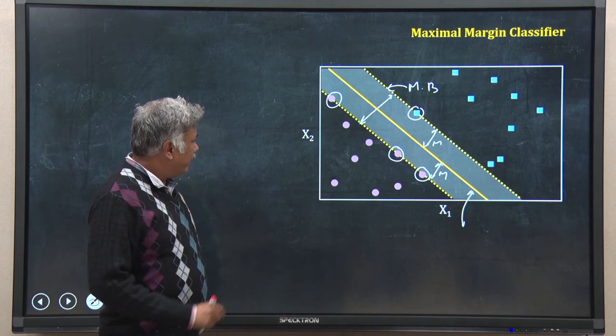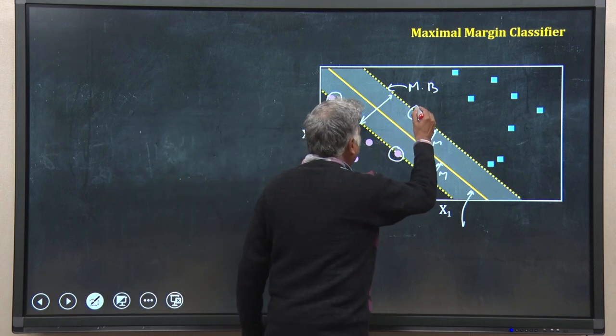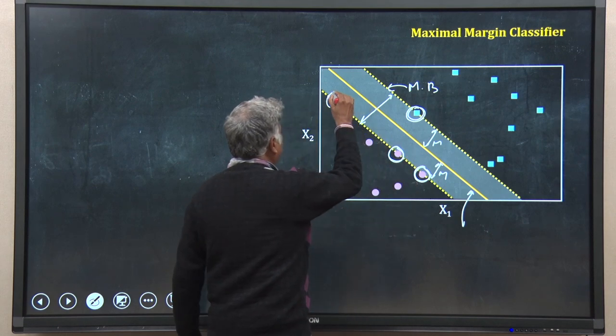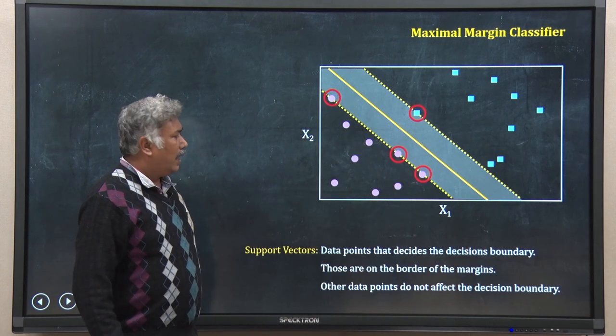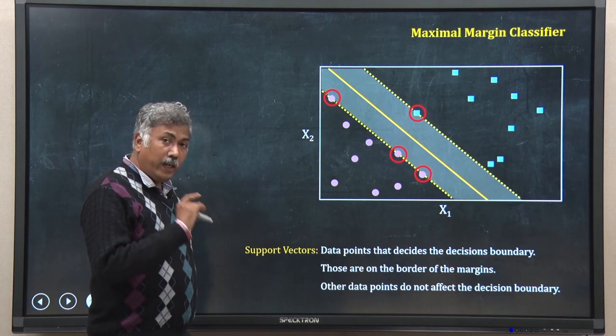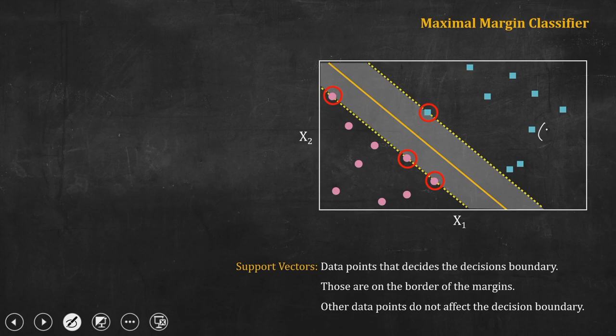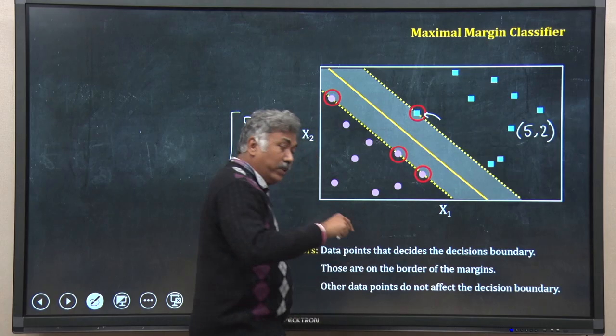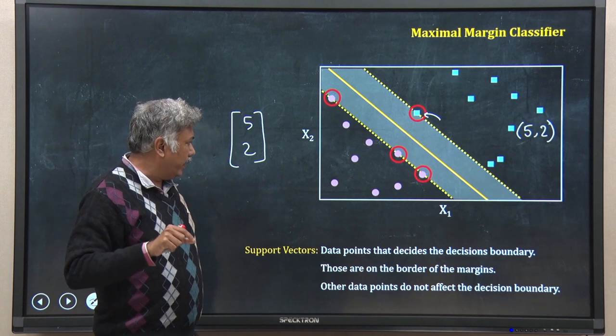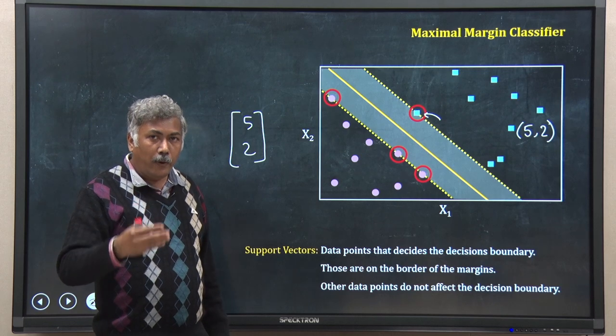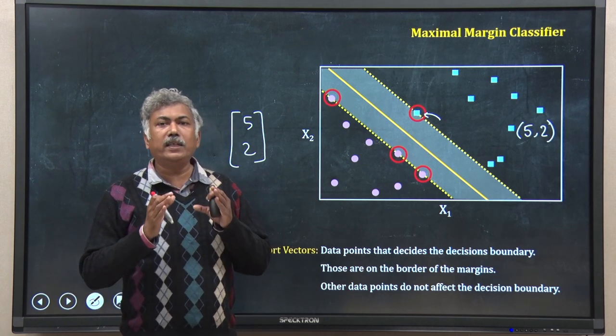Before I move forward, let me discuss these points which are on the margin boundary, these four. These four data points are called support vectors. Why vector? Because remember, each of these data points is actually a vector. For example, suppose this one has a value of 5, 2. That means x1 is 5, x2 is 2. I can represent that by a vector 5 and 2. So each data point is a vector. These four data points which are on the margin boundary are why I call them support vectors.